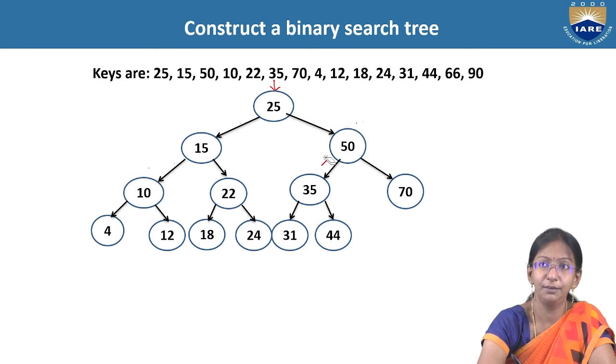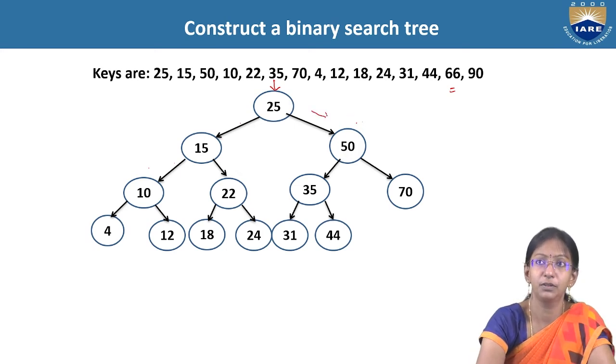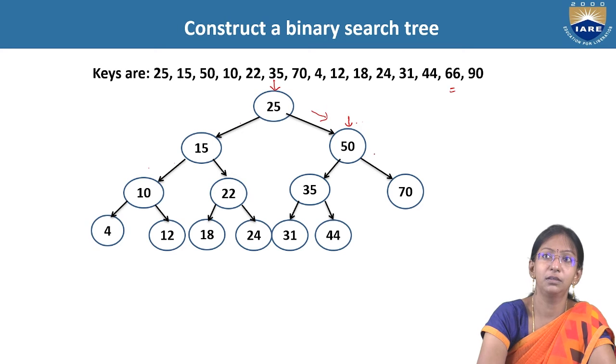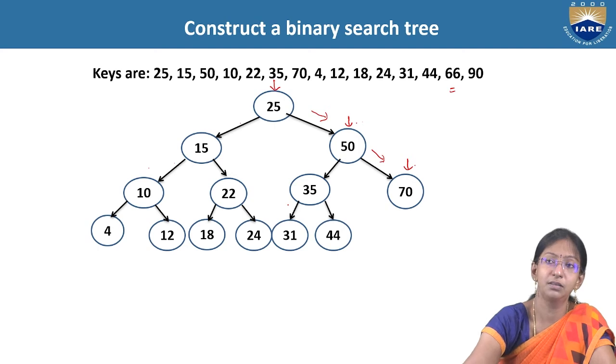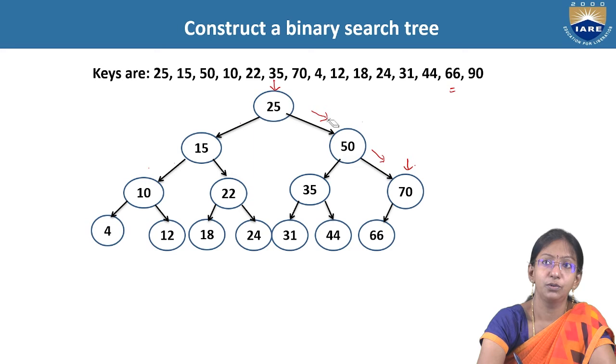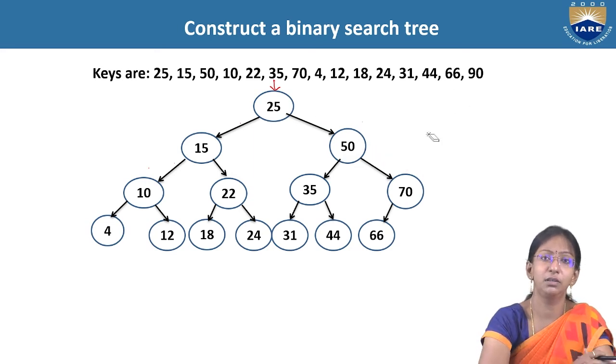Two more elements left. Next element is 66. Compare it with 25. Greater. Compare it with 50. Greater. Still right. Compare it with 70. Lesser. That means left side. Do you have any element in the left side of 70? Make 66 as the left child of 70. So guys, have a look. We are introducing every new element, inserting a new element as a leaf.